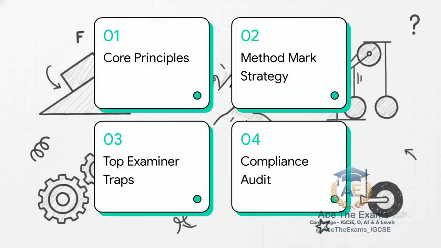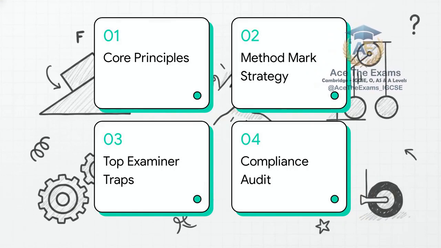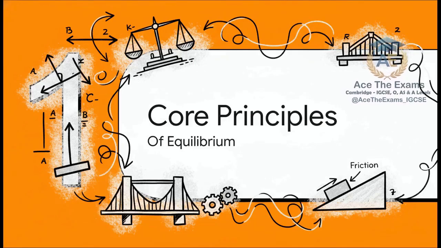Okay, so here is our exact structural blueprint for today's session. First, the core principles of equilibrium. Second, the method mark strategy. Third, the top 3 examiner traps. And fourth, the compliance audit protocol. Let's dive straight into Section 1, the core principles of equilibrium.